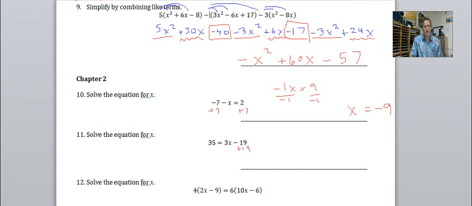It doesn't matter which side that x is on. I'm just trying to get everything away from it. So when I add 19 to both sides, I get 54. So I'm going to get, again, I can put the x on the left if I want to. X equals 54. But I just need to divide both sides by 3, which means that x is going to equal a positive 18.